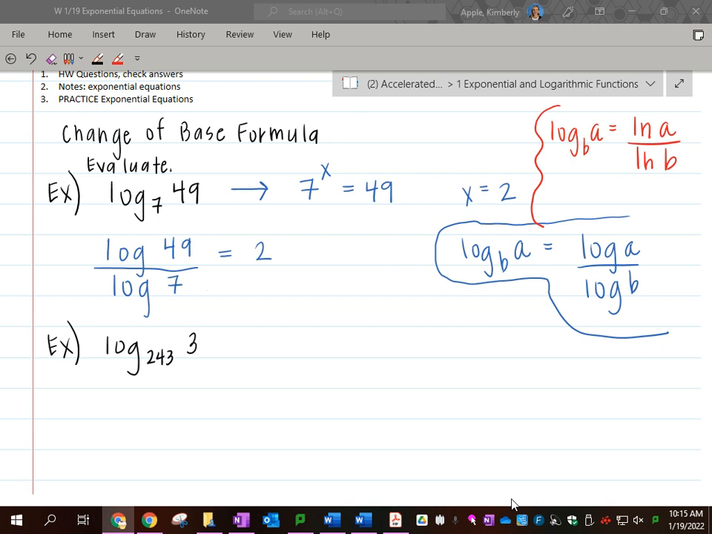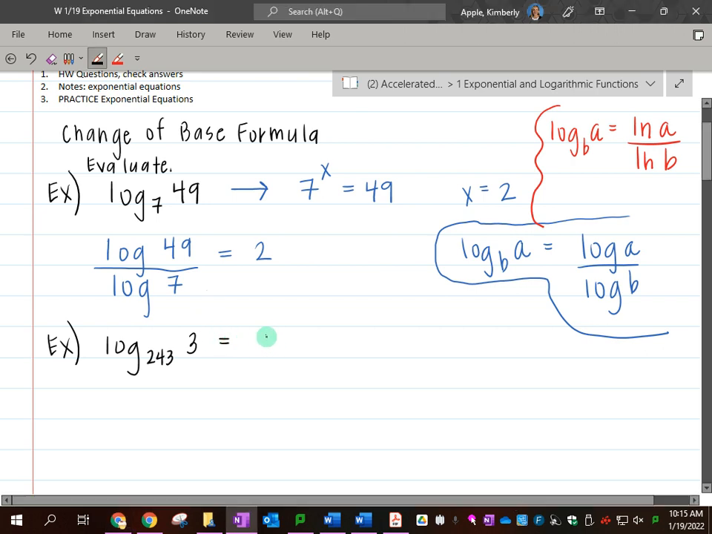So using the change of base formula here, you should have log 3 divided by log 243, and you're going to get 1/5. What this actually means is that you would have to find the 5th root of 243 to figure this out without the change of base formula. And who wants to do that? Not me. There's your answer there. Questions about change of base?